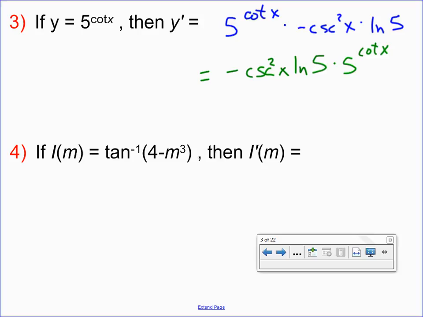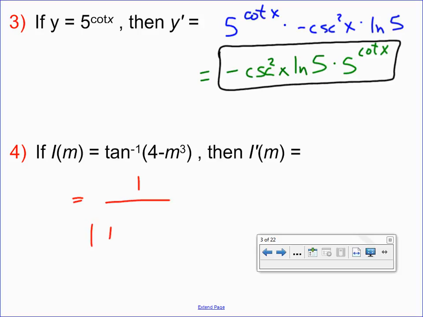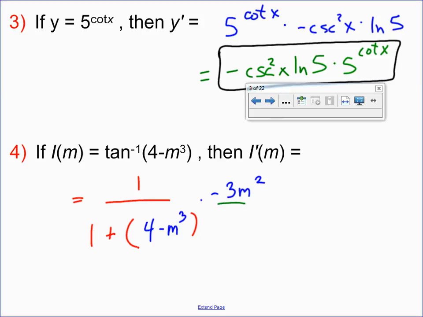Good job. Number 4, one of my favorite words. I'll tell you every time, just in case you forgot. The derivative of inverse tangent is 1 over 1 plus input squared, times the derivative of the input. Input times the derivative of the input is what? Negative 3m squared. Is that what you guys are getting? Cool. So we can clean that up a little bit. So now I have a negative this time. Oh, we need a square now. How's that? Yes? Now we need a negative and a 3m squared.